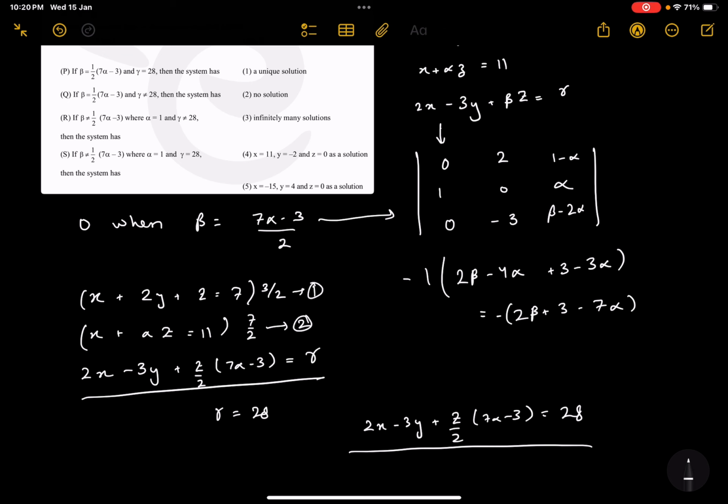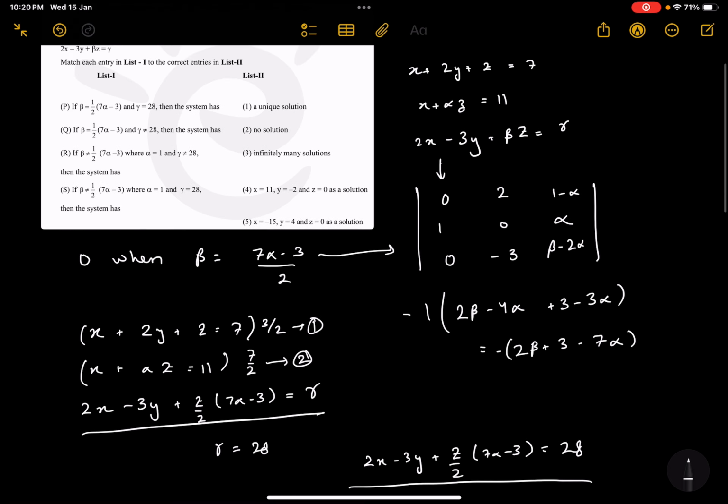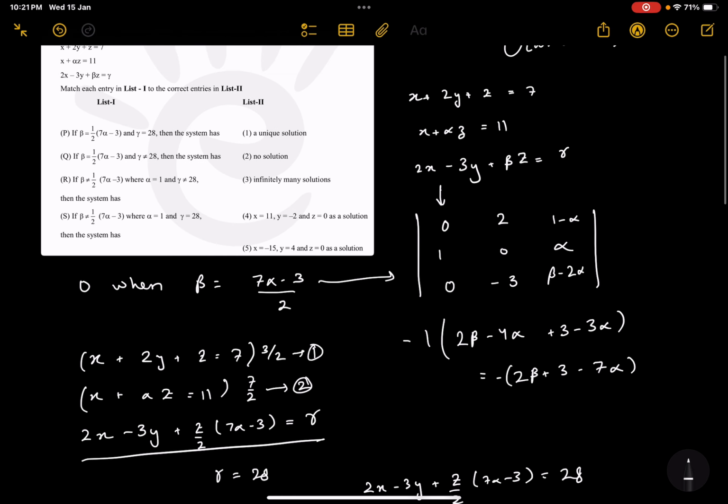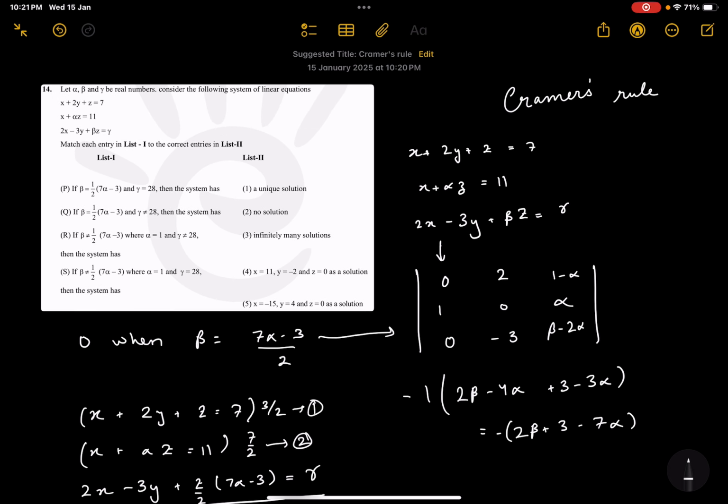So for option P, if beta is 7 alpha minus 3 by 2 and gamma is 28, then the third equation becomes a linear combination of first and second equation, which gives us infinitely many solutions. And gamma is consistent, gamma is 28. So we'll have infinitely many solutions. So P is mapped to 1. No, sorry, 3. Infinitely many solutions.